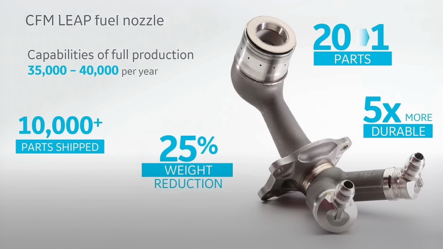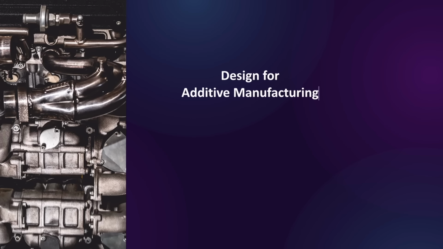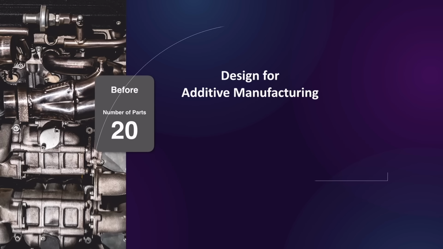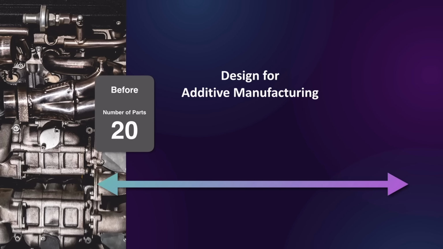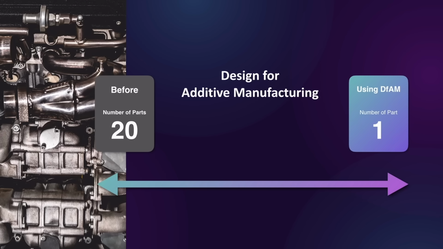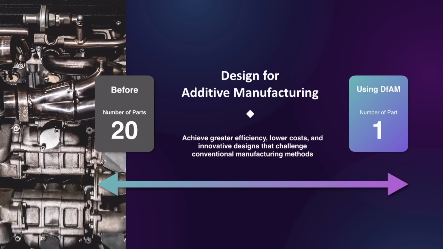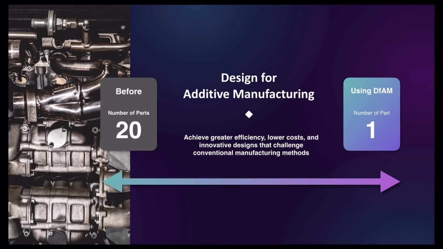For example, a fuel nozzle in a jet engine was originally made from 20 different parts, each manufactured separately and then assembled. Using DFAM, they redesigned this component to be 3D printed as a single piece, eliminating the need for assembly and significantly reducing both weight and failure points. By embracing DFAM, industries can achieve greater efficiency, lower costs, and innovative designs that challenge conventional manufacturing methods.